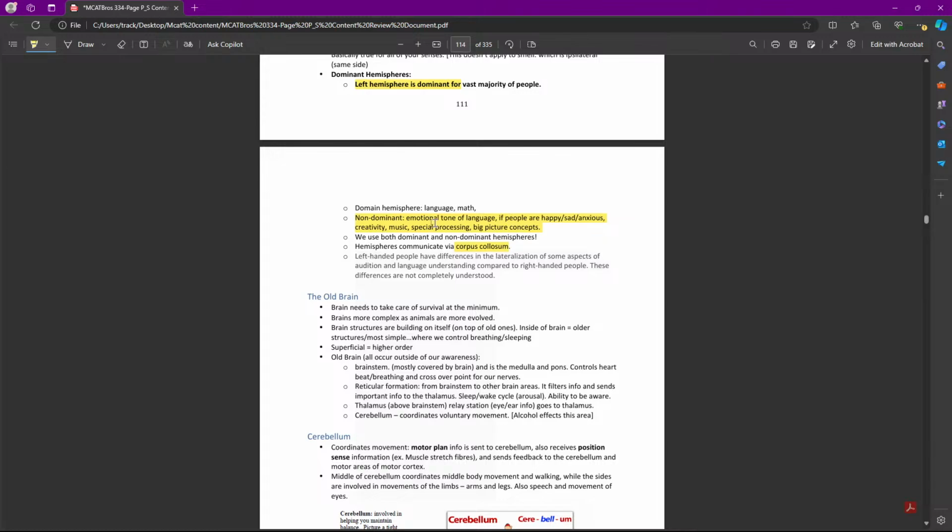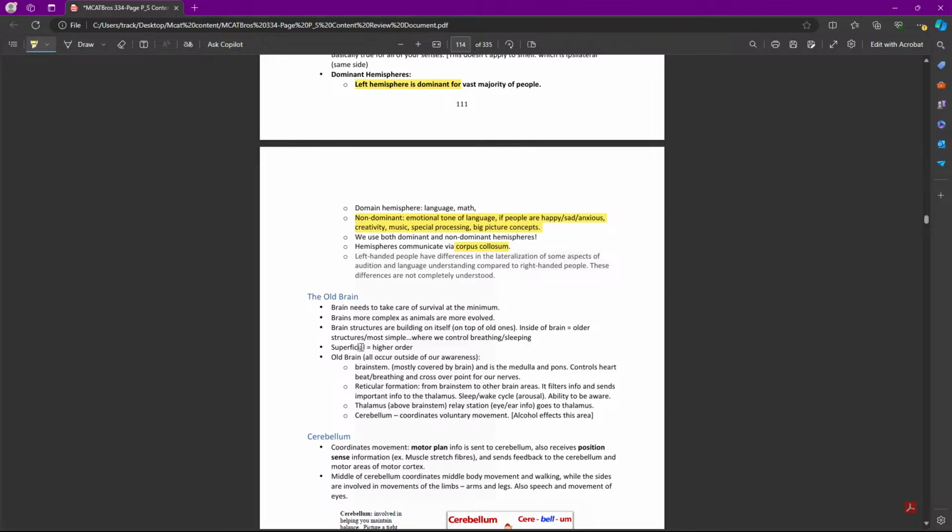So our old brain, thinking evolutionary-wise, is the midbrain and hindbrain, since the cerebrum is more newly evolved in humans. The brain needs to take care of survival at the minimum. Brains are more complex in animals that are more involved, as I was saying. Brain structures are built on top of old ones, so inside of the brain is the older structure.